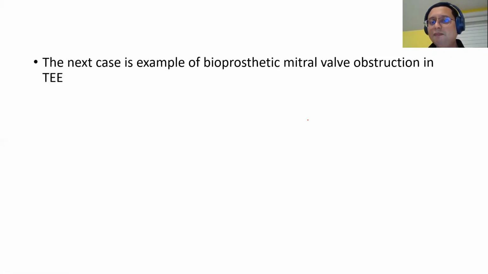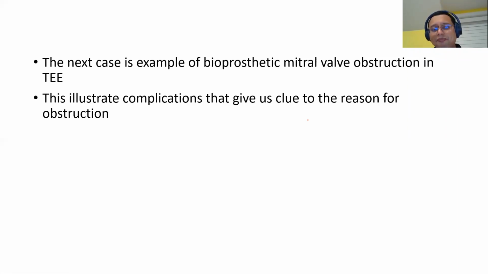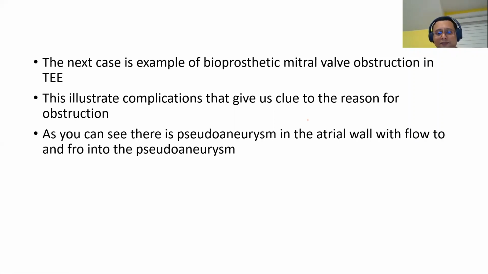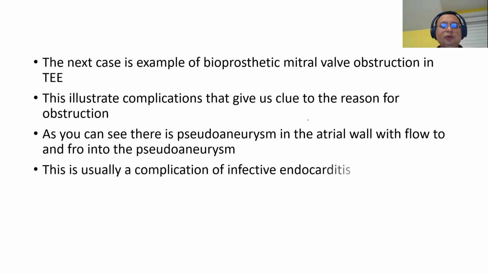The next case is an example of bioprosthetic mitral valve obstruction in transesophageal echocardiogram. This illustrates a complication that gives us a clue to the reason for the obstruction. As you can see in this case, there is a pseudo aneurysm in the atrial wall with flow to and fro into the pseudo aneurysm. So you see obstruction and you cannot tell the reason, but at the same time you see pseudo aneurysm, you see fistula and you see abscess. You are dealing with infective endocarditis.